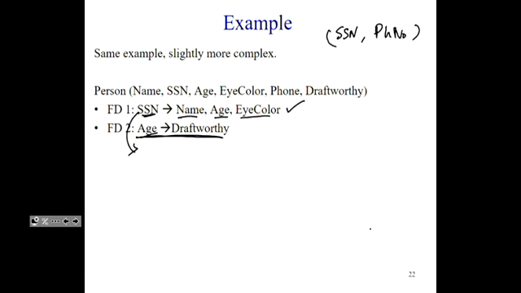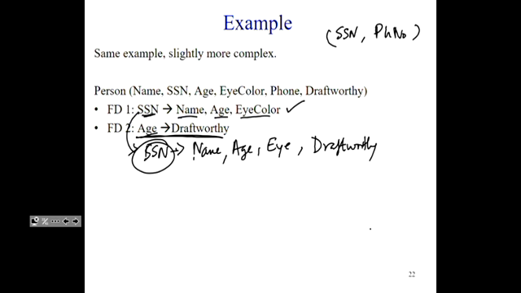So I now have SSN implies name, age, eye color, and draftworthy. If I were to take SSN and apply the closure to it, this is the set of attributes that I'm going to get. Correct? So now I have a functional dependency that has expanded out on the right-hand side as much as I possibly can. Now I'm ready to apply a decomposition.